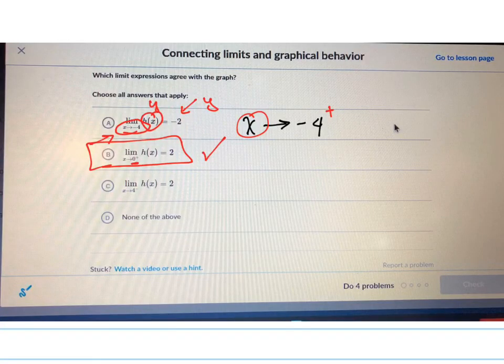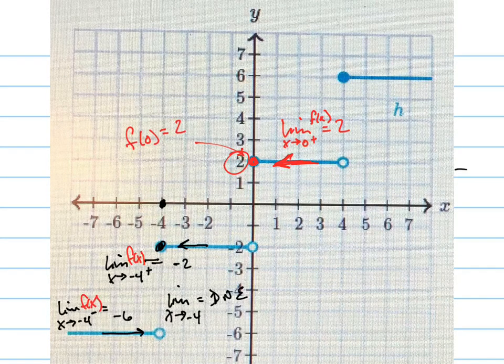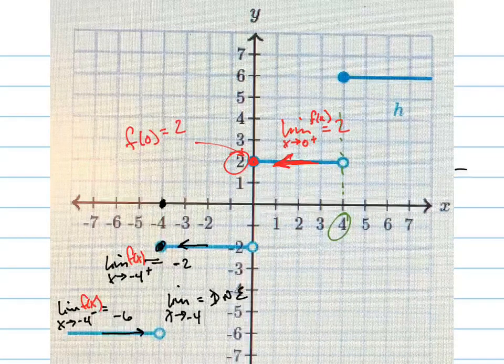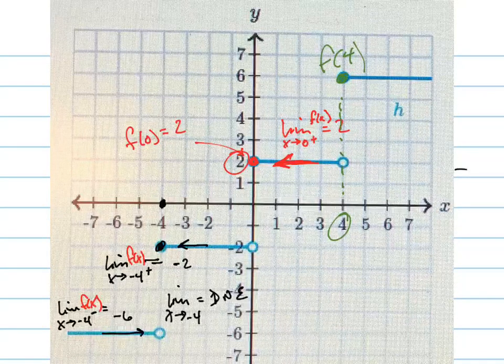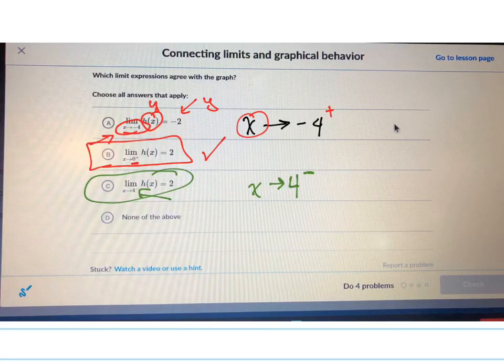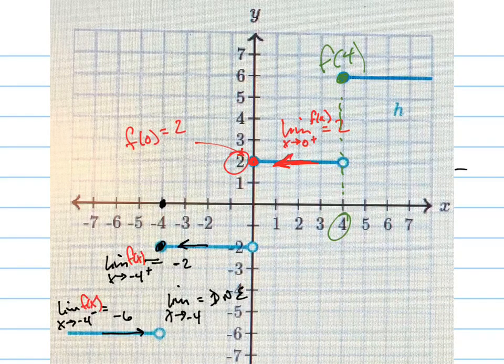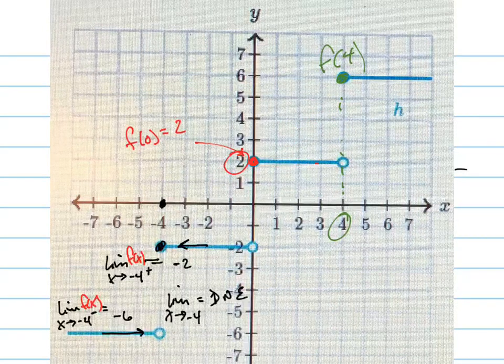How about this next one? It says, what's the limit as x goes to 4 from the left? So jump to, where's f of 4? Here's 4, so go up to the graph. There's f of 4. f of 4 is 6. And what's the limit as it's going from the left? Well, from the left would be down here. Let me erase the red off here. From the left, it would be coming this way.